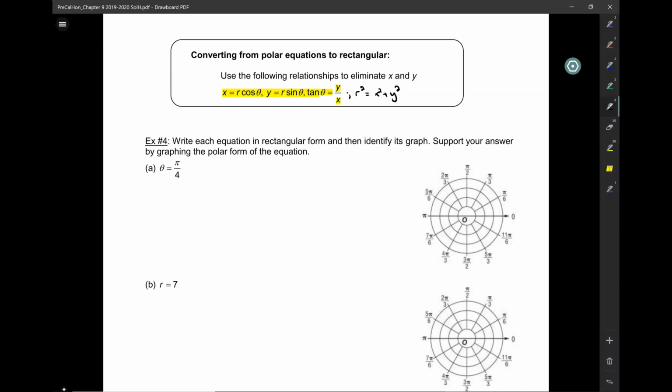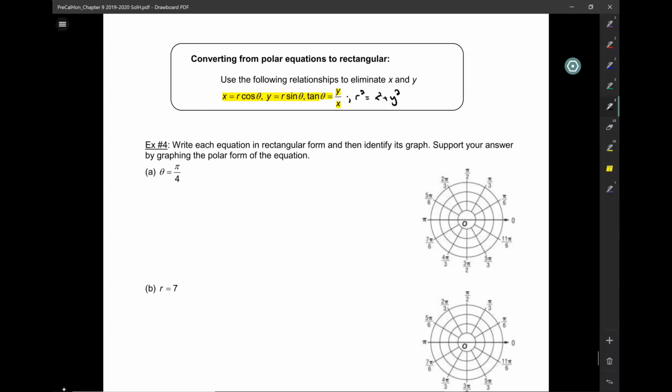So if you look at the repertoire, the bank of equations up there, there is no r, so I can't use the first one or the second one. I can definitely not use the last one, r squared equals x squared plus y squared. Since there is just a theta there, maybe I could use tangent of theta. So what we do is, if you have theta equals an angle like this, the proper thing to do is take the tangent of both sides.